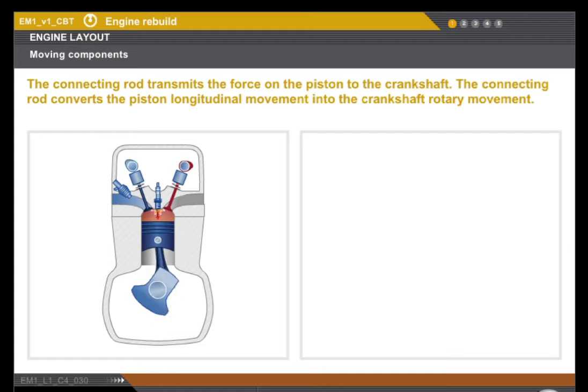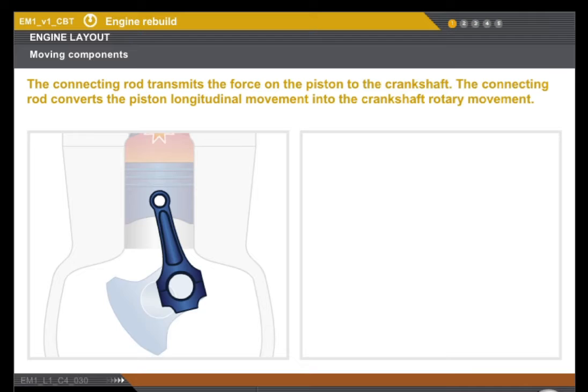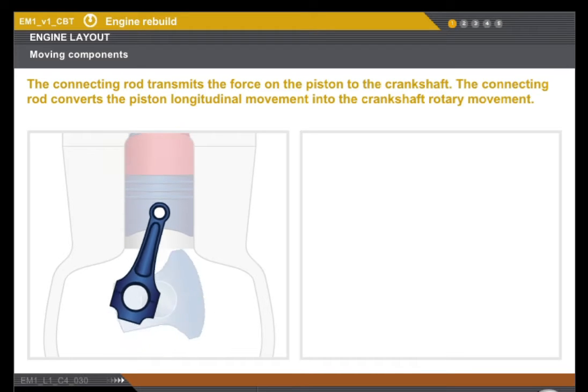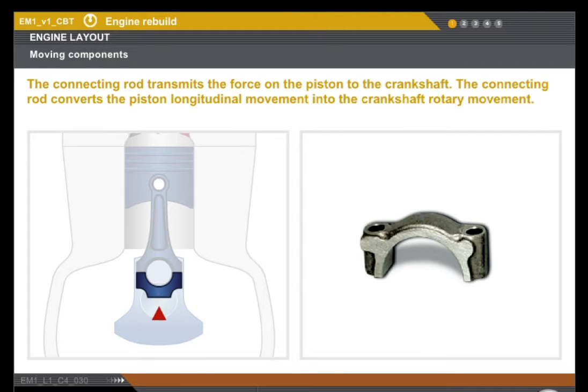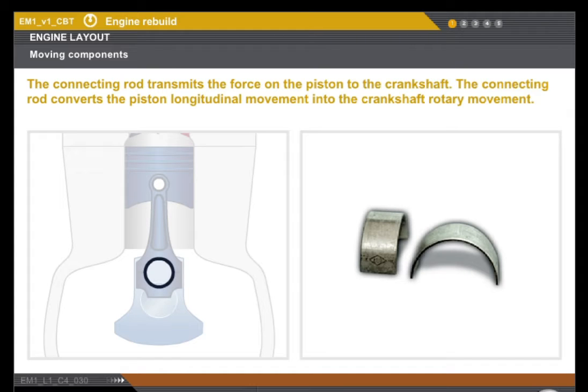The connecting rod transmits the force on the piston to the crankshaft. The connecting rod converts the piston longitudinal movement into the crankshaft rotary movement. The connecting rod, made of very high-resistance forged steel, comprises the following components: a small end joined to the piston via the gudgeon pin, and a big end which rotates around the crankshaft and consists of a removable big end bearing cap. The two removable sections of the big end bearing are fitted with steel anti-friction main bearing shells which are highly resistant to wear.